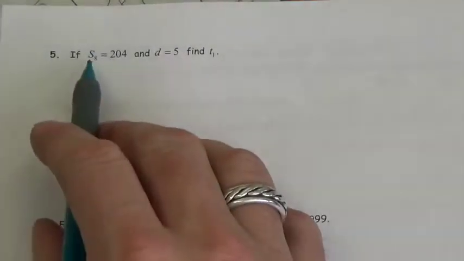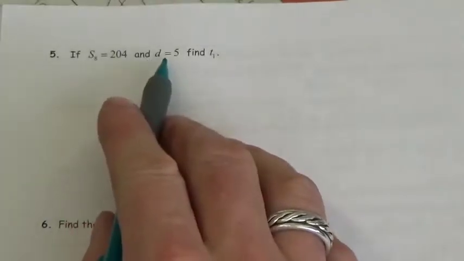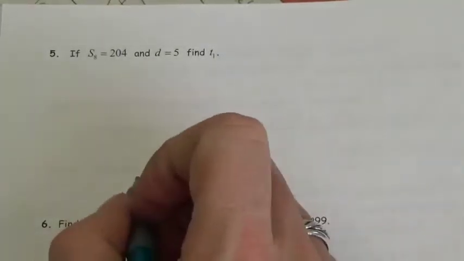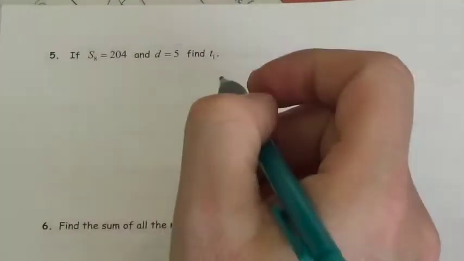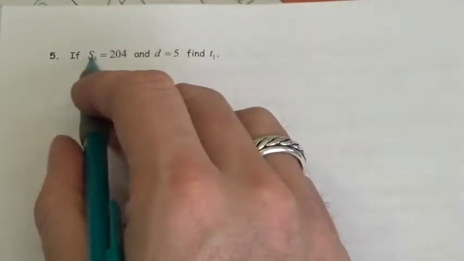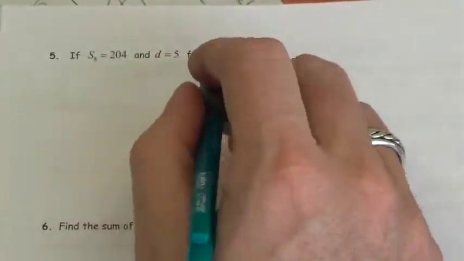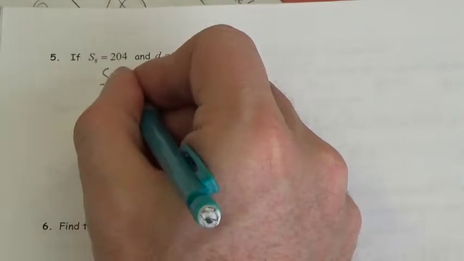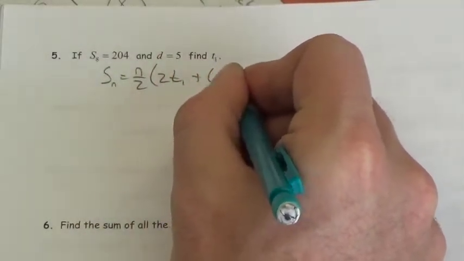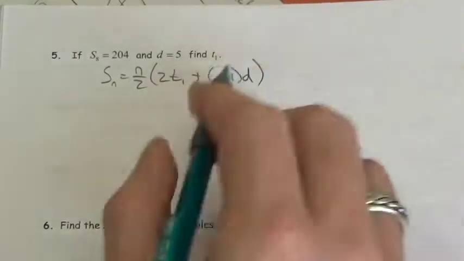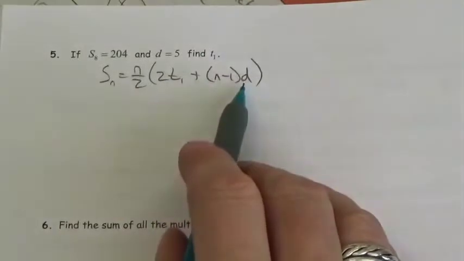This question says the 8th sum is equal to 204. I'm giving you that d is 5. We want to find T1. I know that the 8th sum is 204 here, so it tells me n is 8, and I know what that sum is. If I'm looking for T1, but I'm given d, that's got to be this formula right here, 2 times T1 plus n minus 1 times d, because this is the only one of the two formulas that uses the variable d in it.